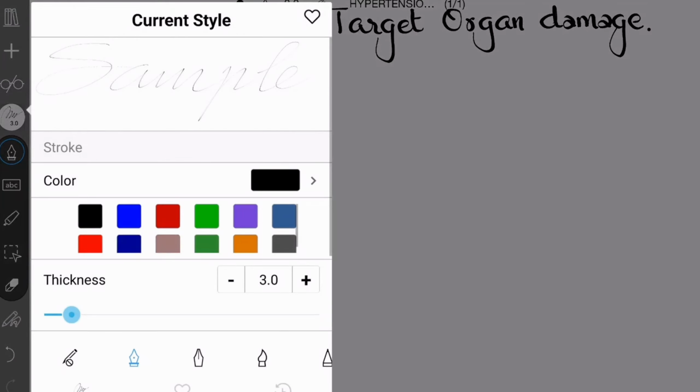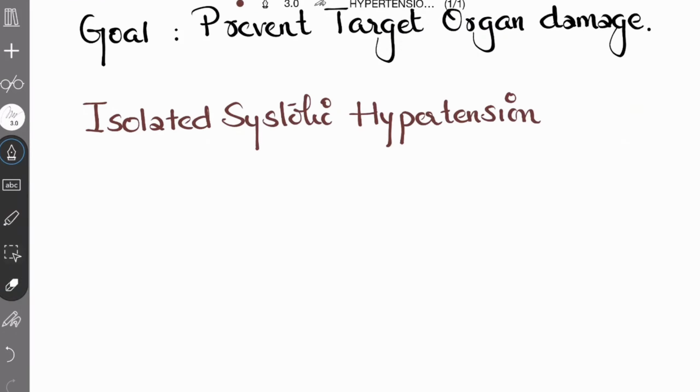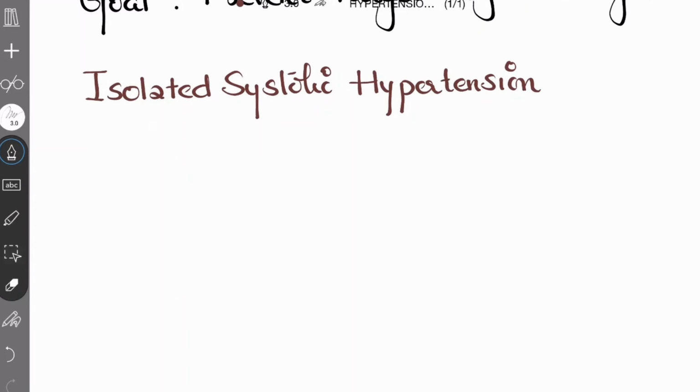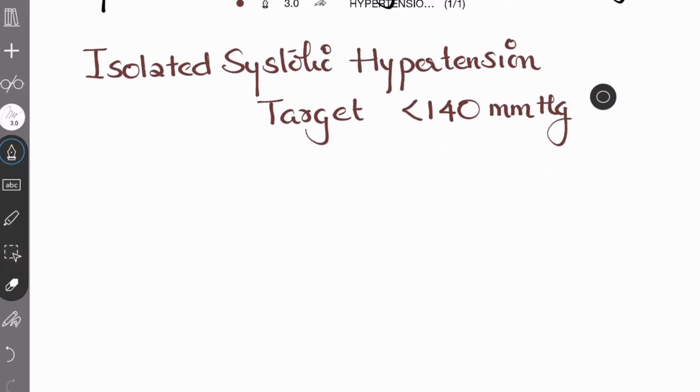So in isolated systolic hypertension, the target is always less than 140 millimeter of Hg. If it is high, it can cause cerebrovascular as well as cardiac events.